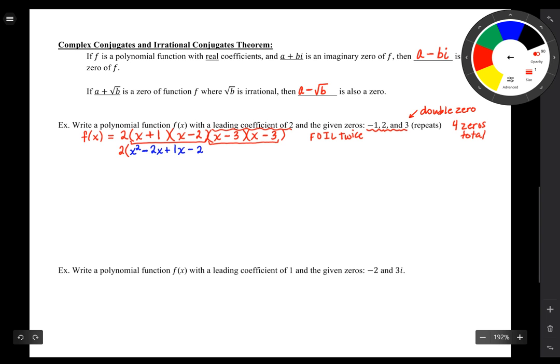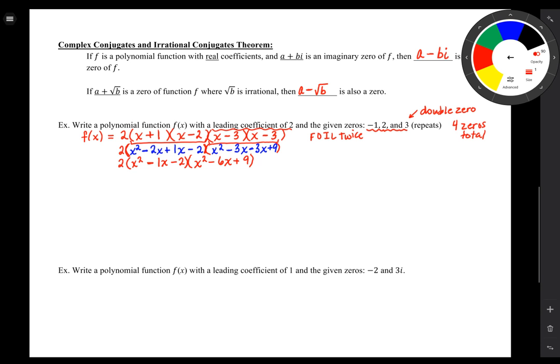So I already did FOIL for the first two binomials. Now I'm going to do FOIL for these two. So we have x times x is x squared, minus 3x. The inners are minus 3x. And -3 times a -3 is a +9. Now we want to simplify everything inside the parentheses. So it's 2 times x squared minus 2x plus 1x is -1x minus 2. And the next one is x squared minus 6x plus 9. Just got to be really careful here.